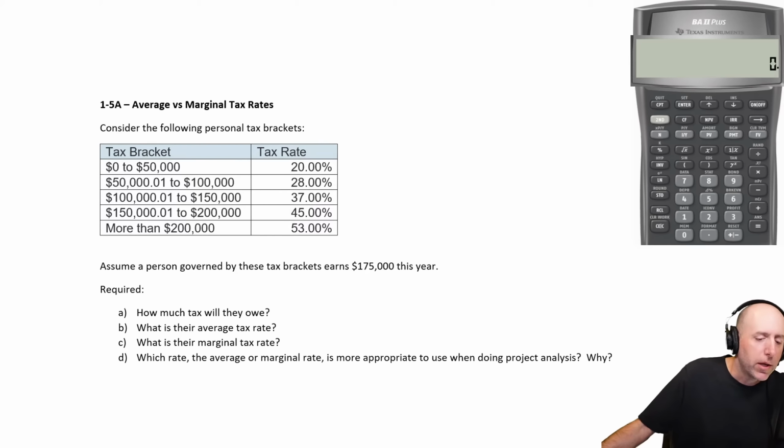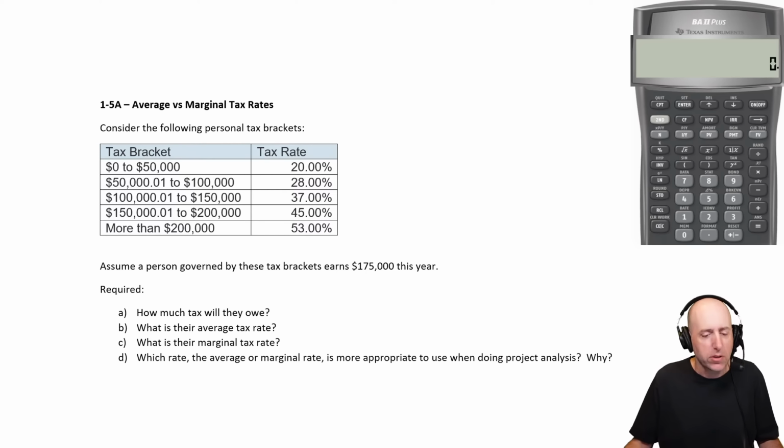Let's jump into the problem. Consider the following personal tax brackets. And there's a bunch of tax brackets. It says, assume a person governed by these tax brackets earns $175,000 this year. How much tax do they owe?